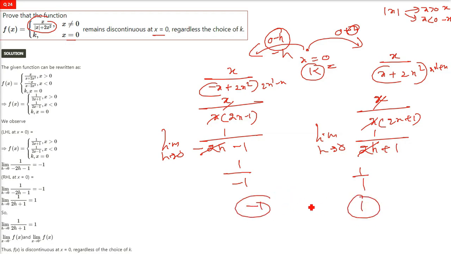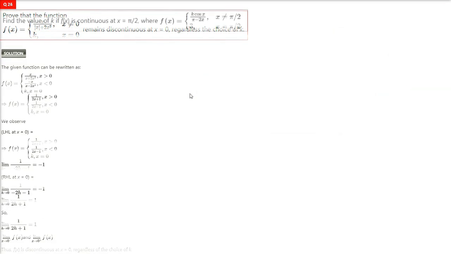So whatever k is, it doesn't matter, because k cannot be simultaneously equal to negative 1 and 1. The first condition for a function to be continuous is that the left hand limit and right hand limit have to be equal. Okay, k cannot be 1 and minus 1 together. Of course, first 1 and minus 1 have to be equal. Left hand limit and right hand limit have to be equal.